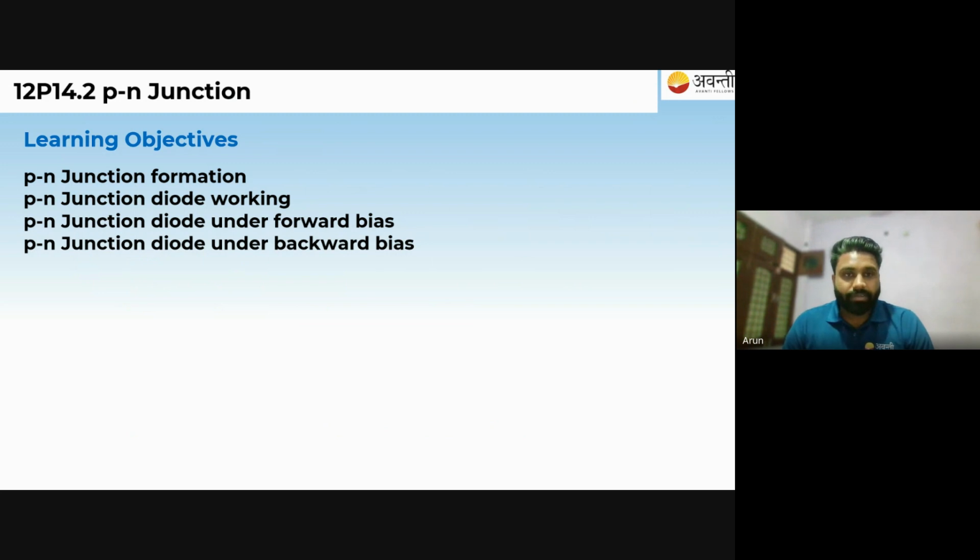and how the PN junction diode works with forward bias and reverse bias. All these parameters and terminology, I will discuss one by one, so do not worry about it. What is forward bias? What is reverse bias? Do not get confused by it. We will discuss it one by one.